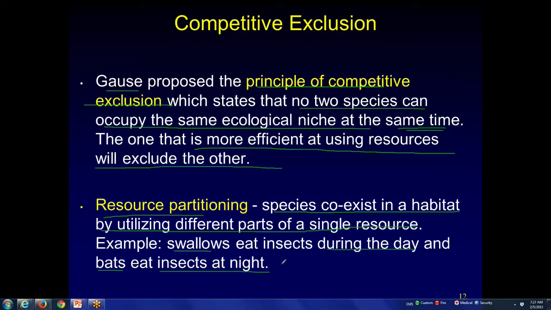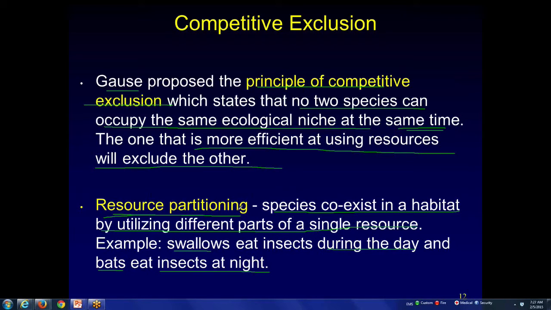That's resource partitioning. So though they do have a very similar niche and very similar habitat in many cases, because they feed at different times, they don't compete head to head. And so they're allowed to live in the same area. So a way to get by the principle of competitive exclusion is to go through this resource partitioning. I'll give you another example.